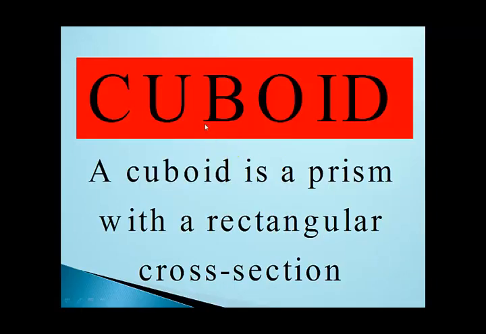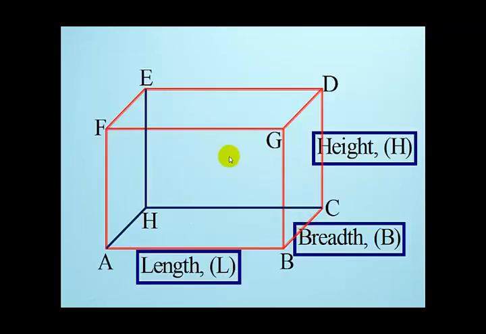Now let's consider the cuboid. A cuboid is a prism with a rectangular cross section. Now this is an example of a cuboid. We have the length, we have the breadth, and we have the height of the cuboid.